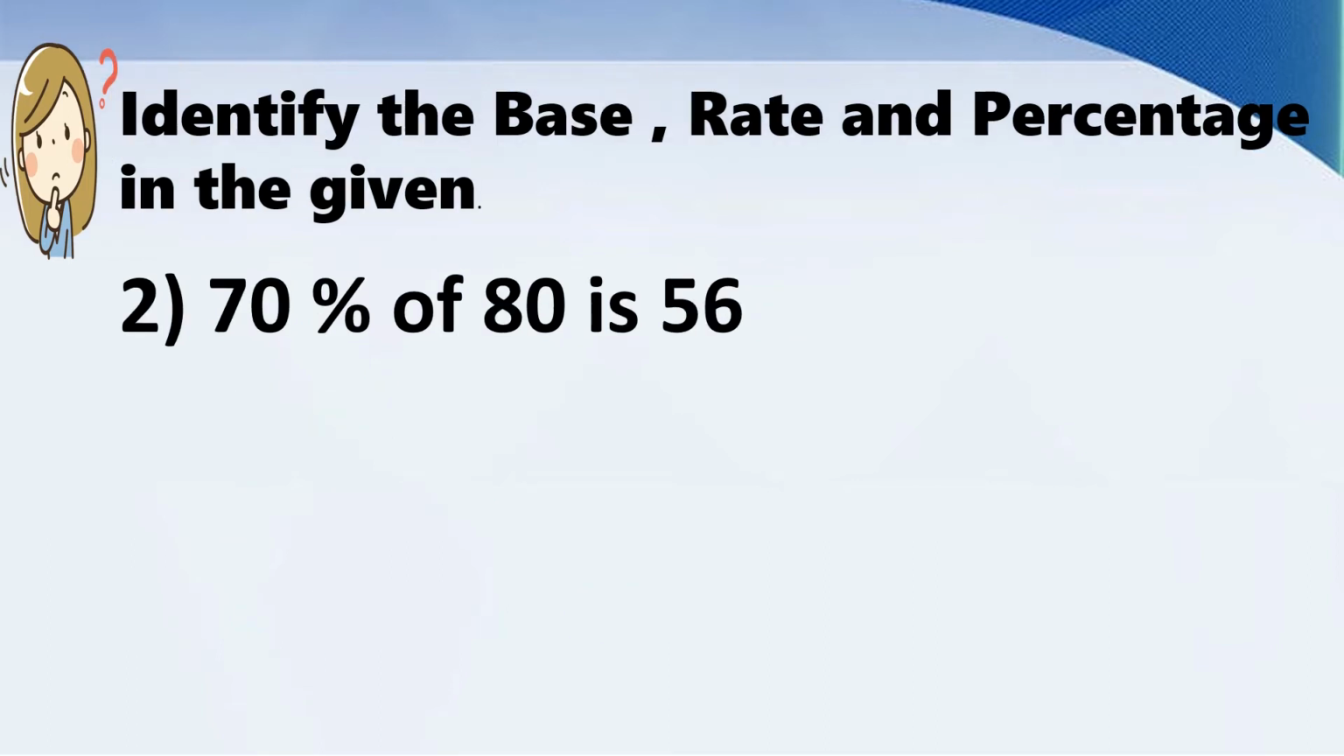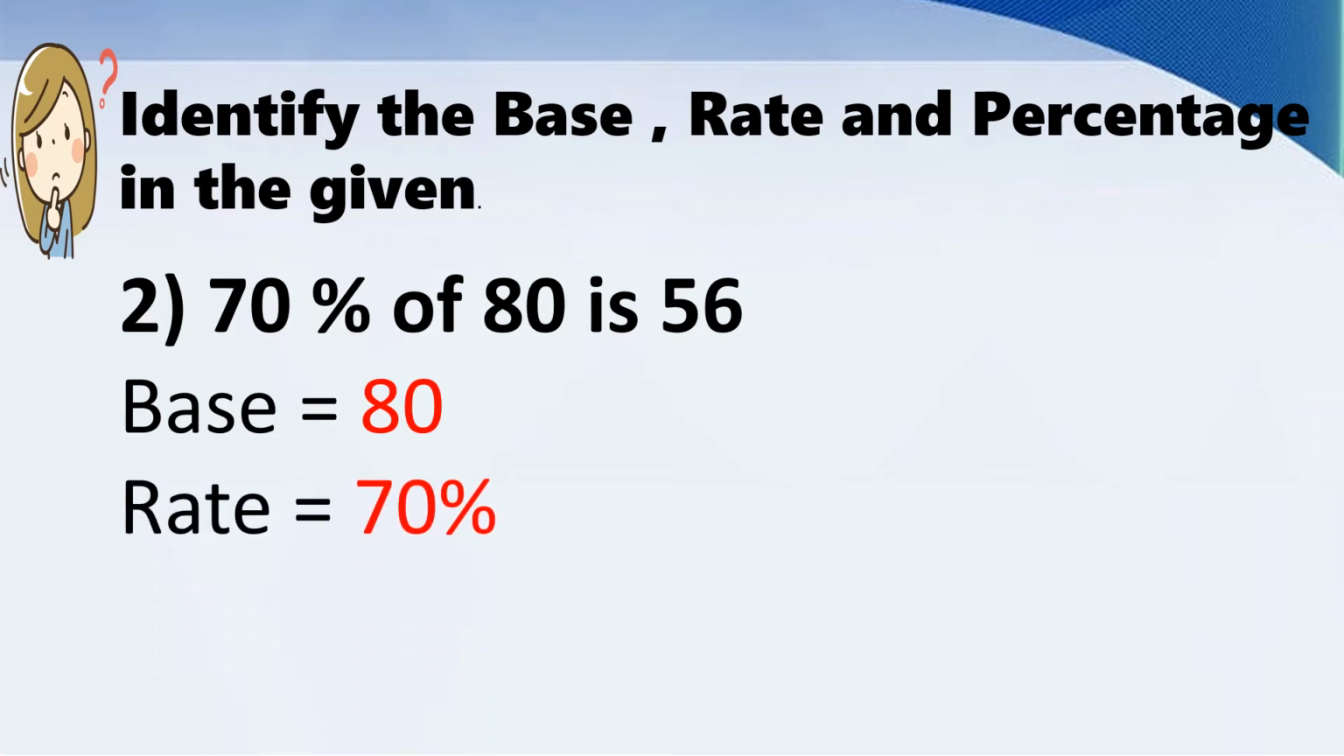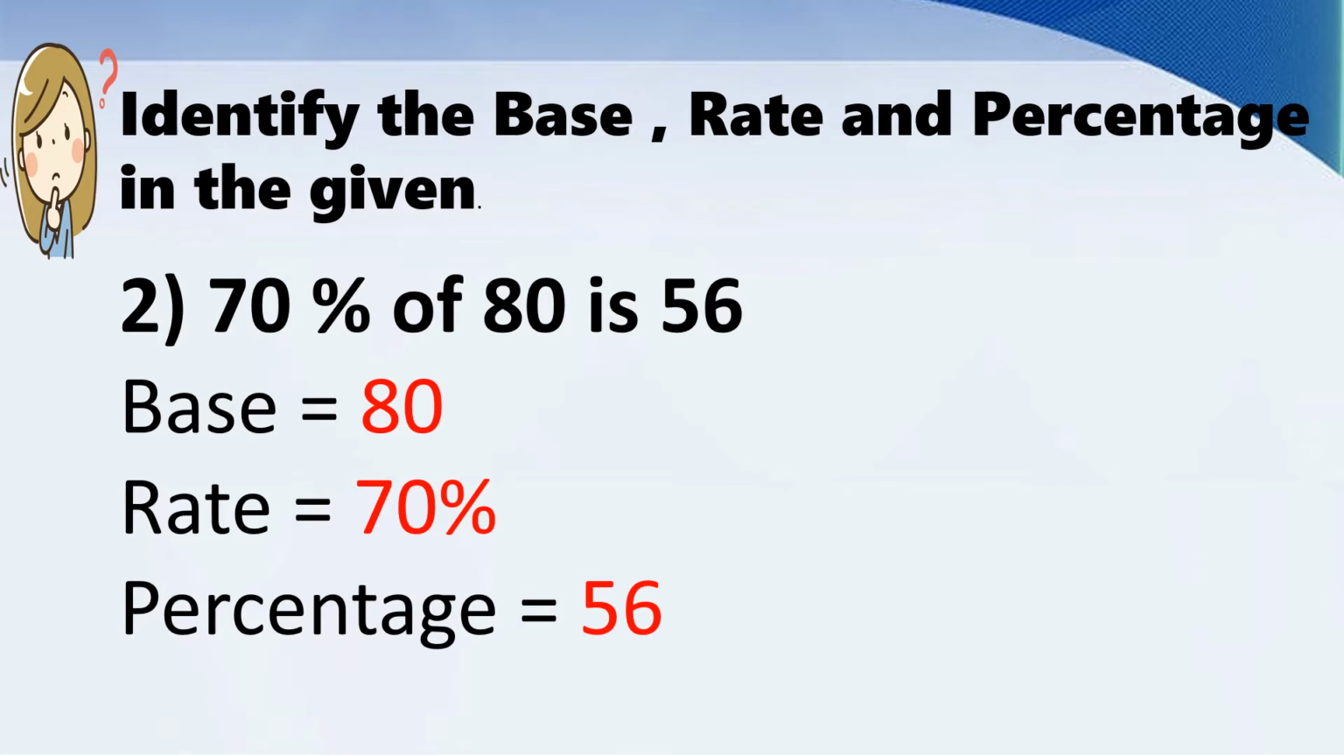How about in number 2? Let's answer it. The given in item number 2 is 70% of 80 is 56. To identify all the given, what is the base in the given? 80 is the base in the given. How about the rate? 70% is the rate. And the percentage in item number 2 is? If you answered 56, you got it right.